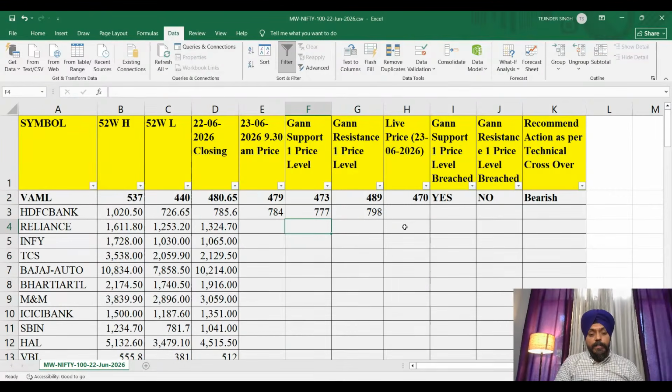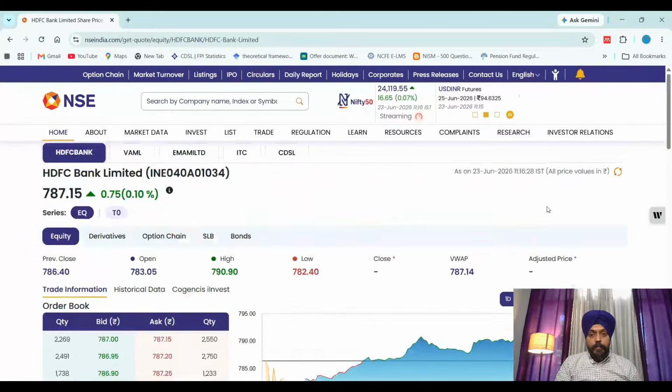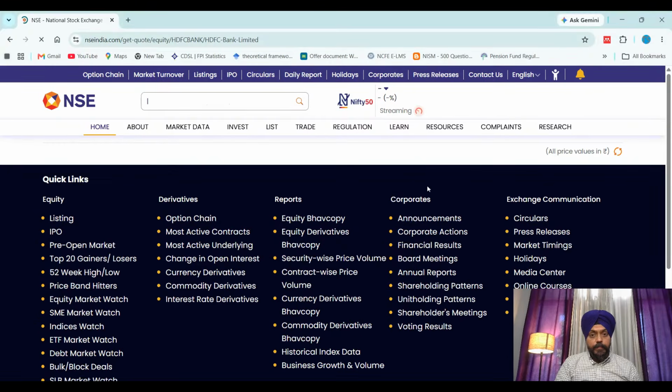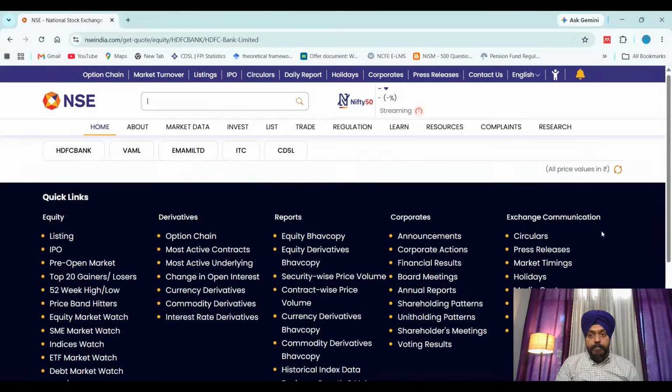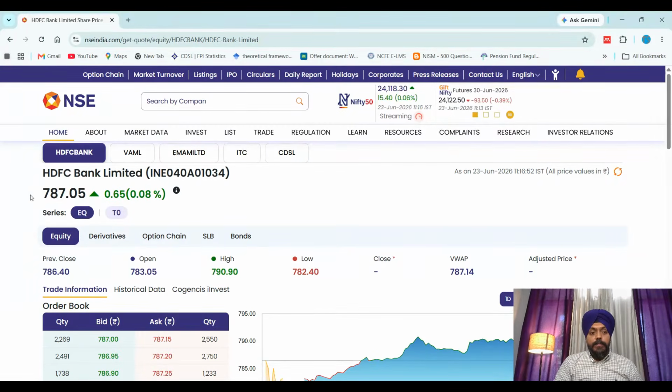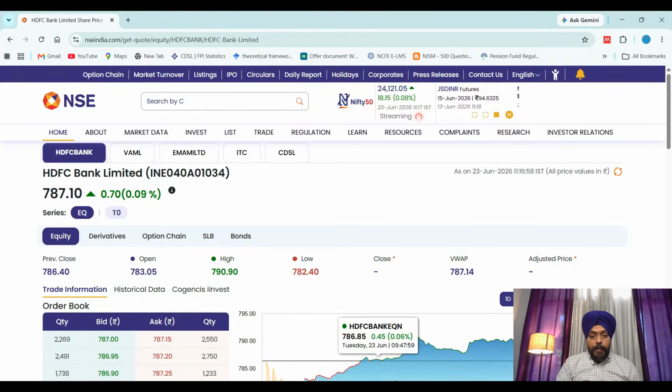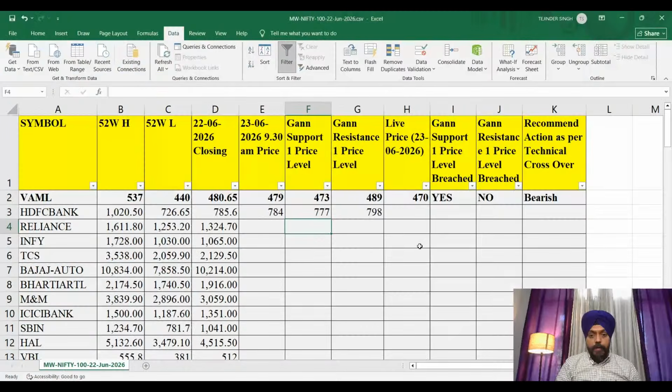Now I will check the live price. As you saw on the NSE website, what is the live price right now? Just refresh by clicking this option. So the live price you can see is 787. Whenever I am doing analysis, it's 11:16, so 787. This I will type here on my Google Sheet dashboard: 787 is my live price.